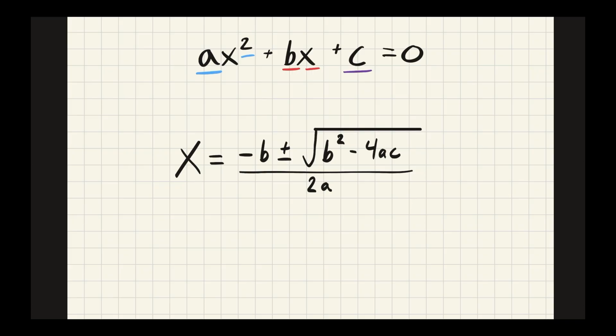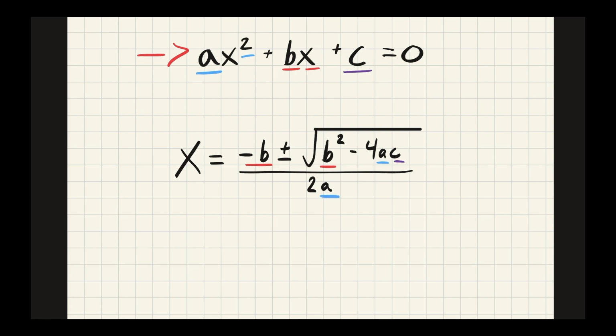When you look at the quadratic formula, you will put your b term here. Notice it's negative, which means whatever your b term is, you're going to put the opposite sign right here. Then it's plus or minus the square root of b squared. Anything squared is positive, so you don't really have to worry about the sign. But b squared minus 4 times a times c, all over 2a.